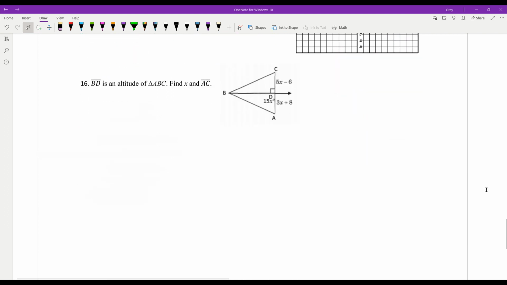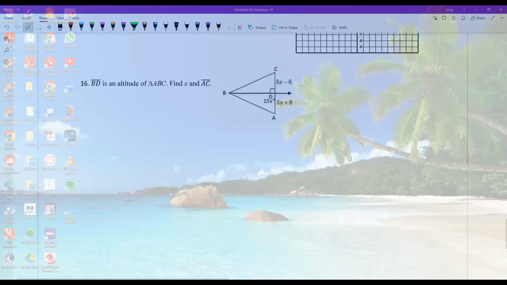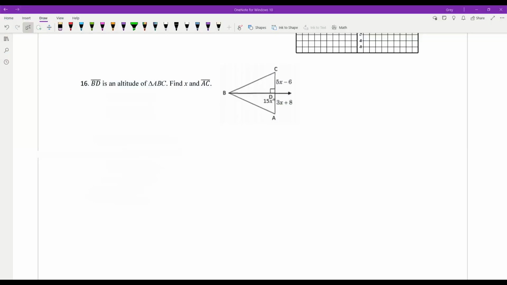All right, last problem, 16 here. BD is an altitude of triangle ABC. Find x and segment AC. So for x, you don't know anything about the lengths here, so you can't really do anything with these expressions of x. You do know this. You know that 15x has to equal 90. So I'm going to write 15x equals 90 and divide both sides by 15, and x equals 6.